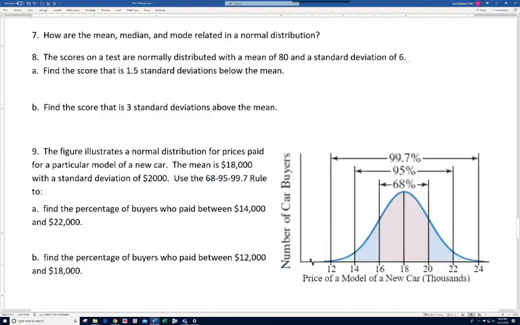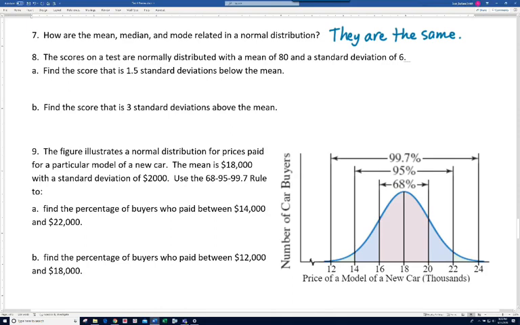All right, let's move on to the next slide. It says, how are the mean, median, and mode related in a normal distribution? Well, they're all the same. On number 8, it says, the scores on a test are normally distributed with a mean of 80 and a standard deviation of 6. Find the score that is 1.5 standard deviations below the mean.